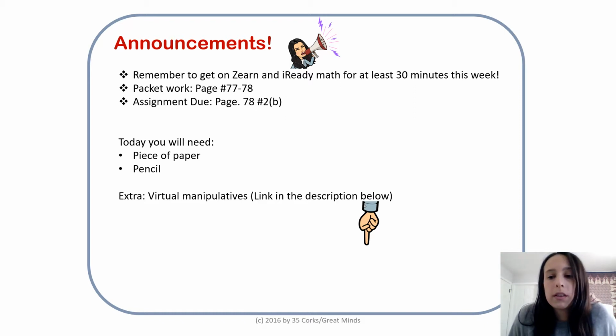Some announcements. As always, remember to get on Zern and iReady Math for at least 30 minutes this week. Packet work, you're doing pages 77 to 78, and your assignment due is on page 78. It's number 2B. So make sure you're careful. It has a star on it, and we'll also go over it at the end of the video.